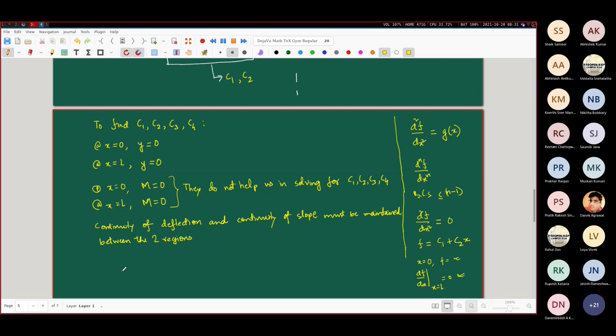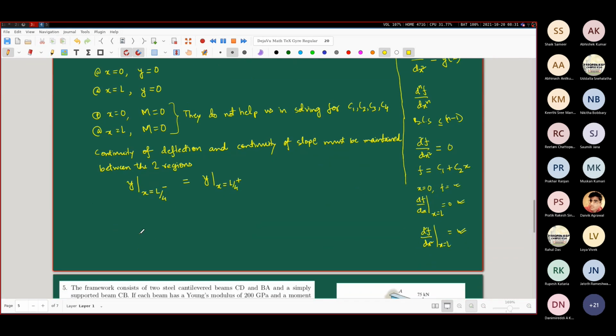So at x equal to L by 4, that common interface, we must have that y at x equal to L by 4 coming from the minus side is equal to y at x equal to L by 4 coming from the plus side, and dy dx. You please understand that this is the slope. This at x equal to L by 4 coming from one side is going to be equal to dy dx at x equal to L by 4 coming from the other side. Okay, so these two conditions must be satisfied.